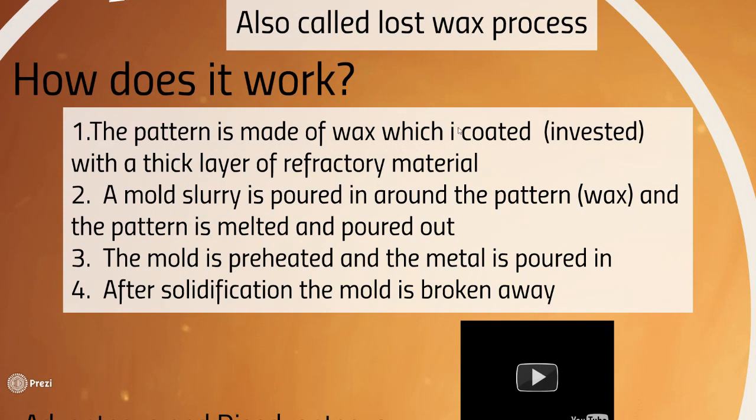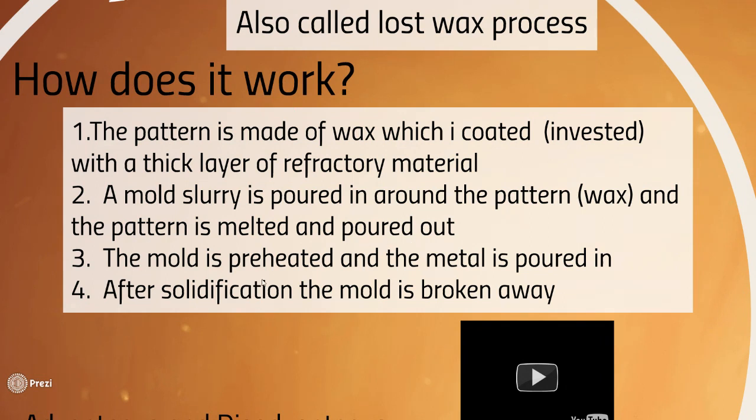And then what happens, you coat it or invest it. That's why it's called investment casting, because that coating process is called investing. You coat it or invest it with a thick layer of refractory material. Remember that refractory material is material that protects it from very, very high temperatures. And usually this is sort of a kind of slurry with some ceramic as part of it. Now this mold slurry is poured in around the pattern, and the pattern is melted and poured out. So that's where the lost wax comes from. The wax pattern gets fired, melted, and is poured out, leaving that open mold cavity.